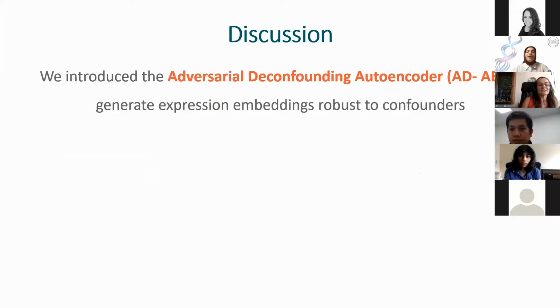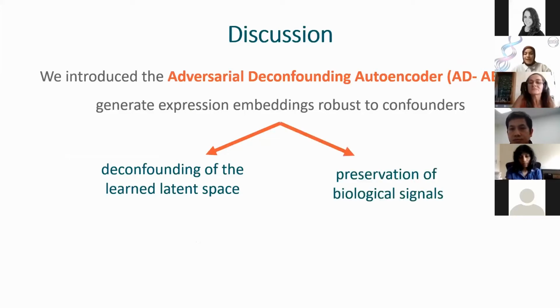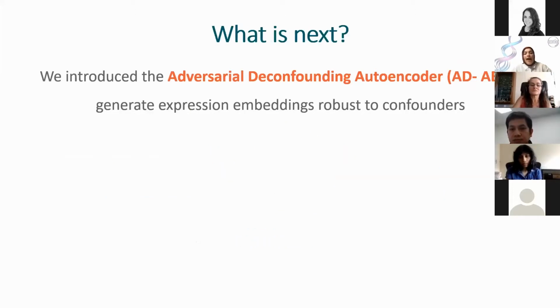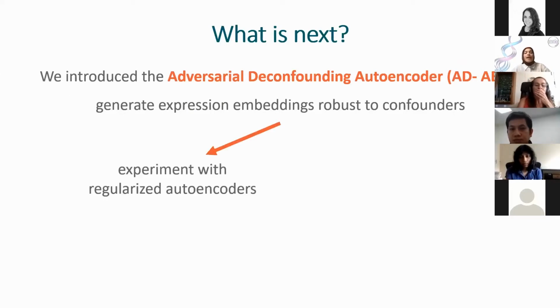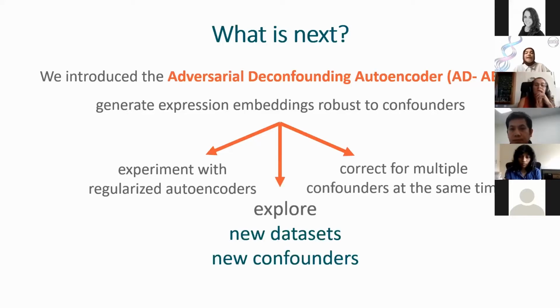To wrap up, we introduced the adversarial deconfounding autoencoder to generate robust expression embeddings, and we showed that we can learn deconfounded embeddings that preserve biological signals and transfer across domains. For the future, we want to experiment with regularized autoencoders, such as a VAE, and extend our experiments on correcting for multiple confounders at the same time. Most importantly, we want to explore our model with different datasets, different cases of confounders, and different diseases. We're very excited about this project. I hope you're excited as well.